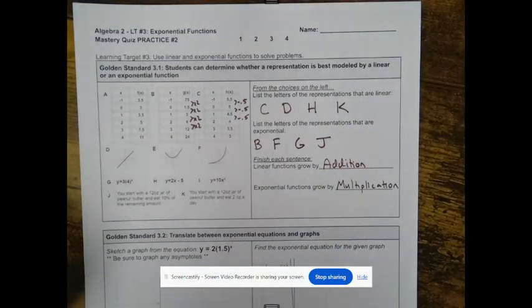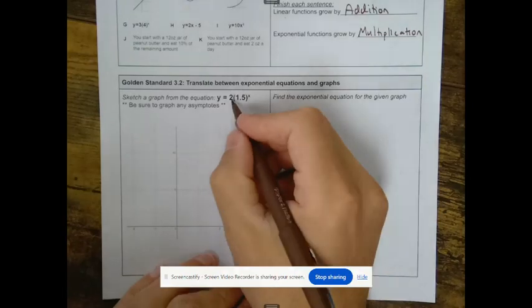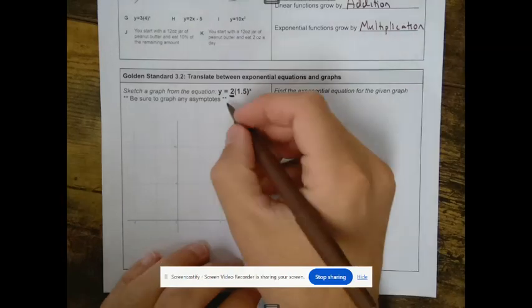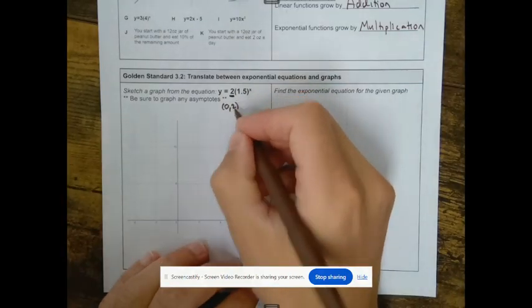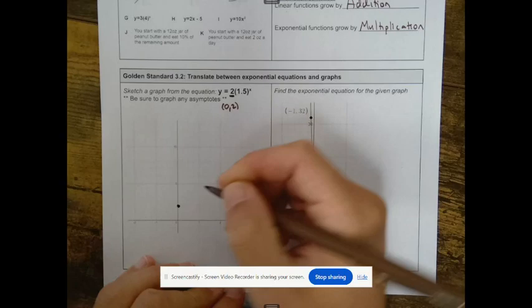All right. Let's go on to golden standard 3.2, translate between exponential equations and graphs. So sketch a graph from the equation y equals 2 times 1.5 to the x. I always like to start with our initial value. Our initial value right there is the a value. 2 means our y-intercept is at (0, 2). So we're going to plot that first. I know the graph's a little bit faint, so we're going to put it right there.